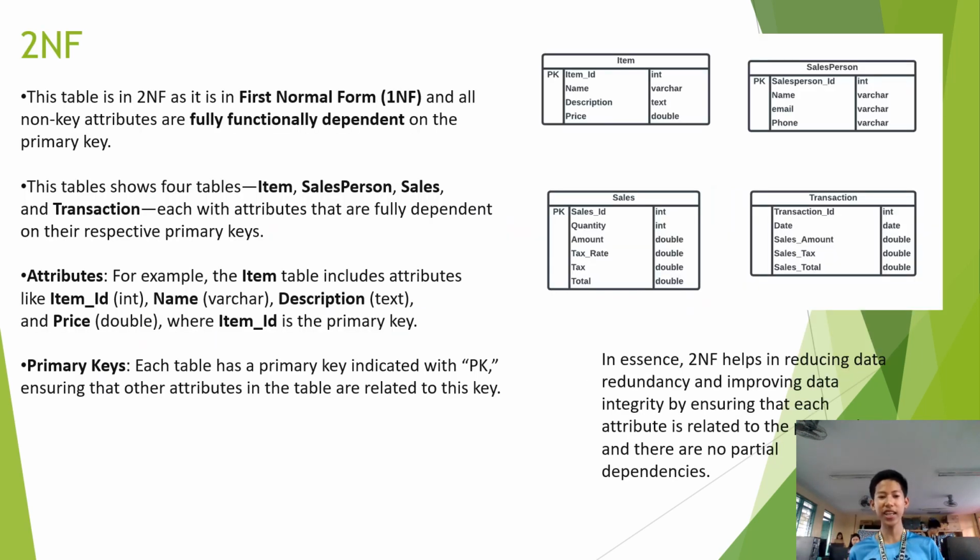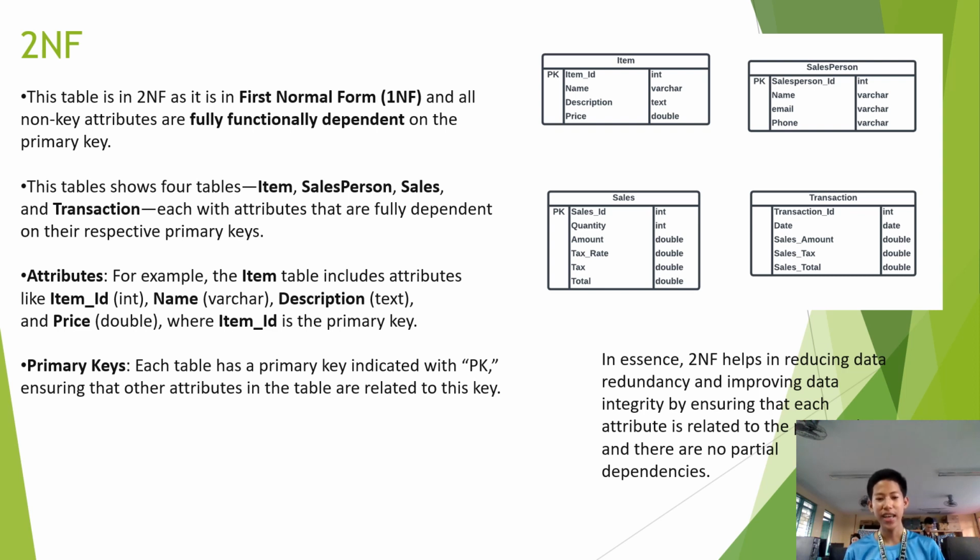This is the second normal form. This table is in second normal form as it is in first normal form, and all non-key attributes are fully functionally dependent on the primary key. This shows four tables: the item, salesperson, sales, and transaction, each with attributes that are fully dependent on their respective primary keys.